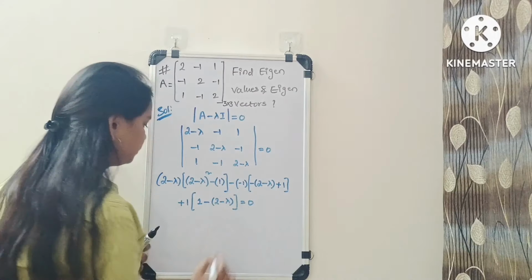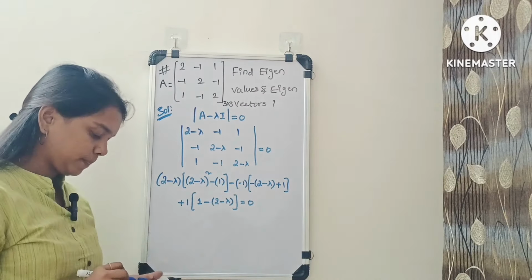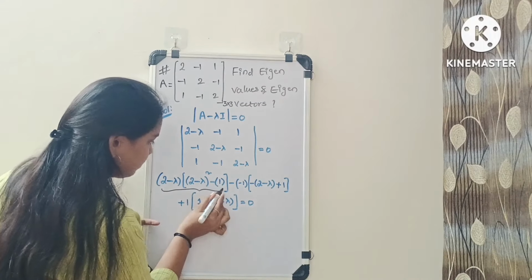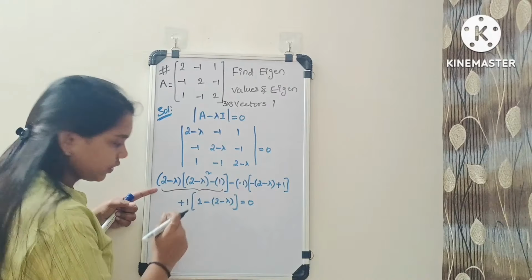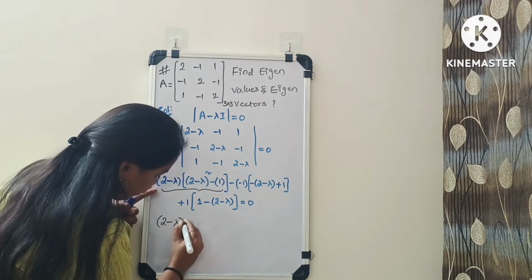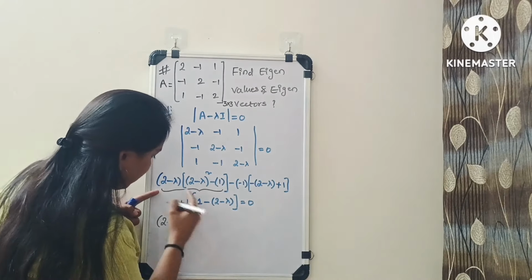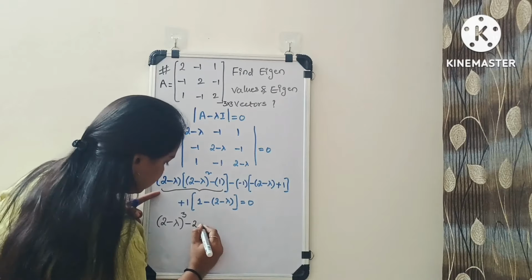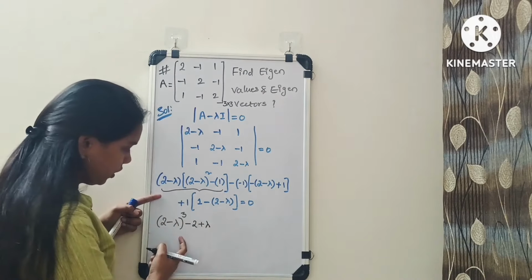Now I will expand this one. So first one is this one. So minus 2 minus lambda into 2 minus lambda square will be 2 minus lambda whole cube. And minus 1 into this one. So you get minus 1 into minus 2 minus of minus plus 1 into lambda, lambda. This one we got this term.